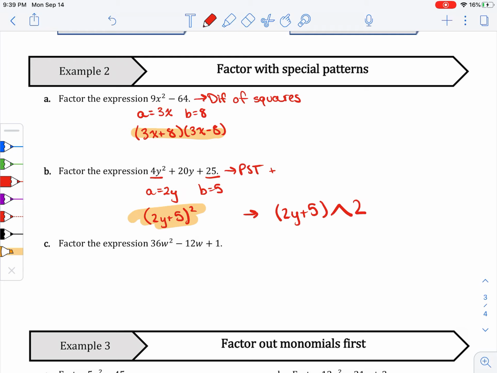Part C, same thing. This is that perfect square trinomial, but this is like the negative version. So I'm looking at my first and my last term. My a here is 6w. My b doesn't look like a perfect square, but remember 1 is actually a perfect square. B would just be 1. So when we factor, this would be 6w minus 1 squared. So that's using these special patterns, which, like I said, if you know these, it makes factoring really easy.